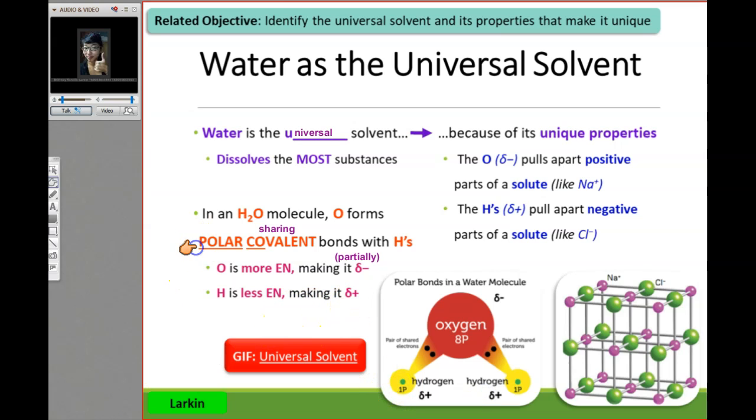The reason this is called a polar covalent bond, again, you had a lesson that went over the difference between nonpolar and polar in a video. Make sure you go back to that lesson if you missed it. Polar means that the sides are different. One side is partially positive and one side is partially negative.